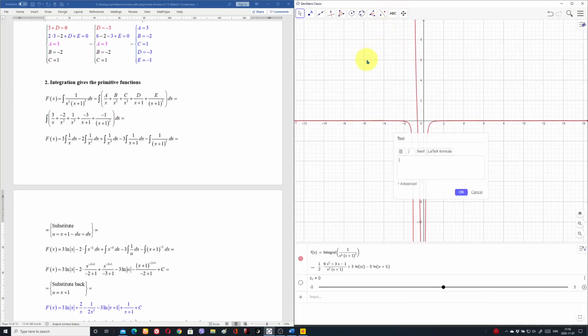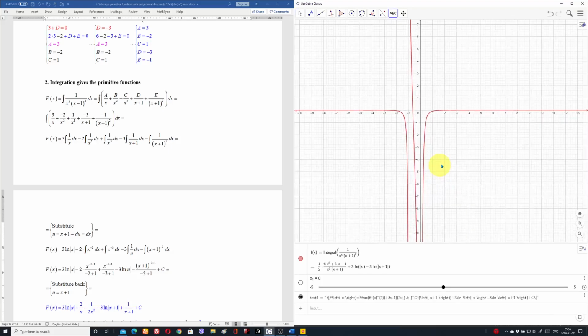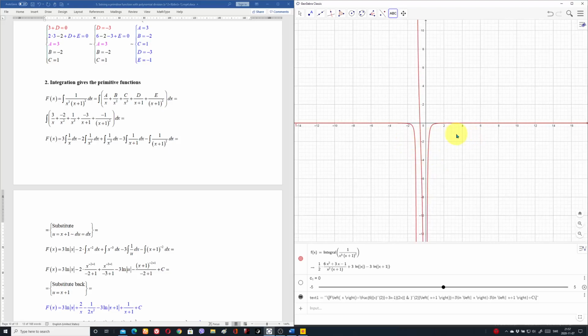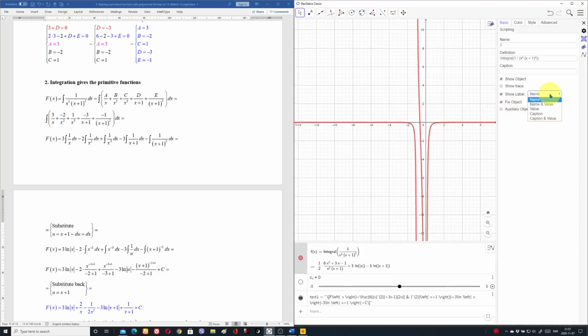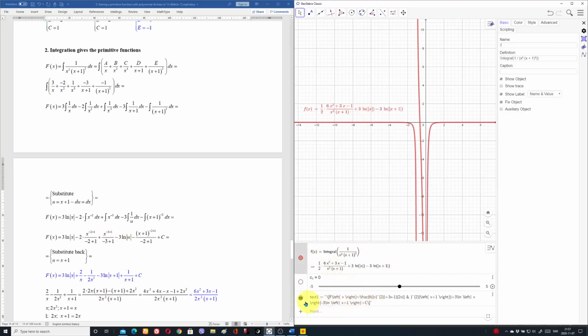text. I don't know. They don't function. I don't know what's the problem. I'm sorry for that. Maybe I should start the computer again. But now I should do that here, and I will show the name and value. Here is this equation, but this is the GeoGebra equation. It's not mine. I don't know why I cannot put my equation.